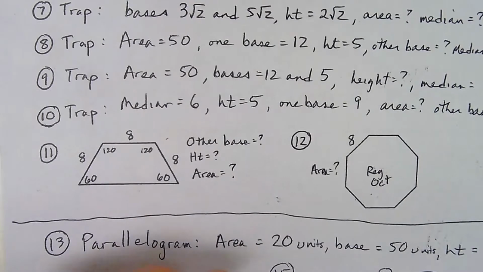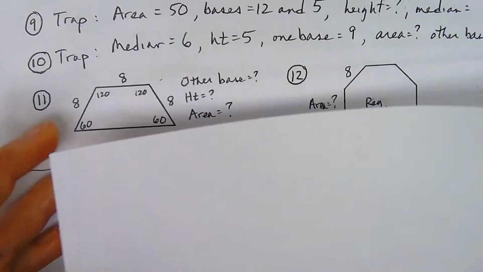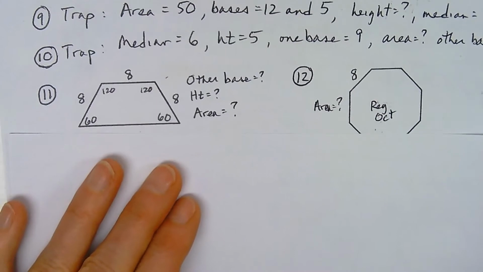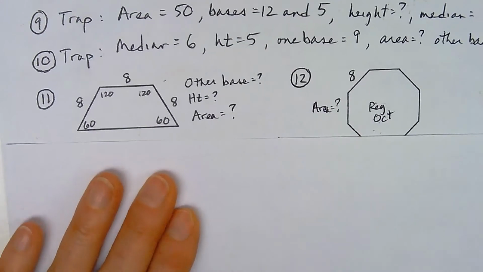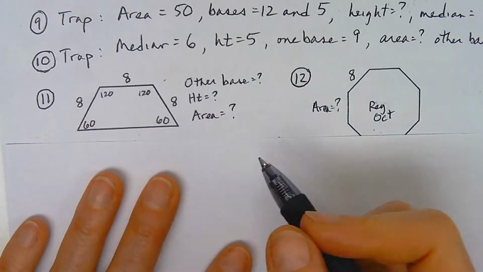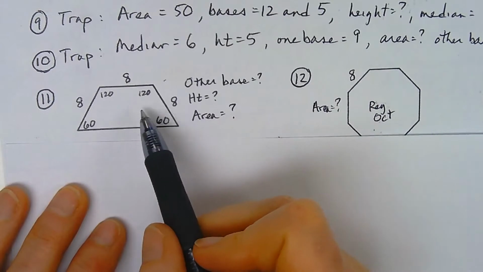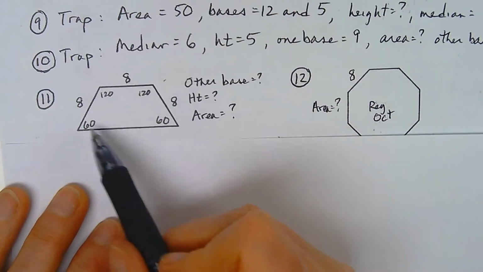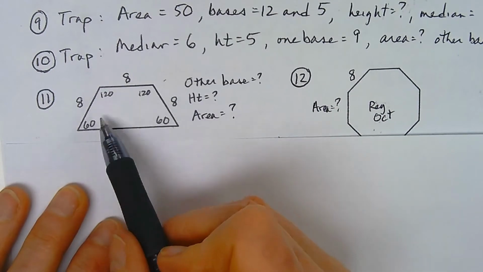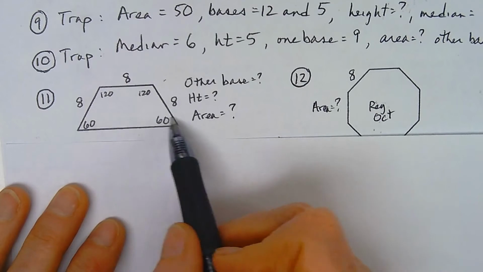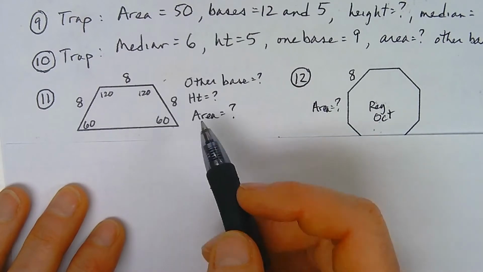Okay, part 3, I'm going to do number 11. It's similar to one we did in class. It might even be almost identical. We're asked to find the area of this trapezoid, but first we need to find the other base and the height before we can find the area.